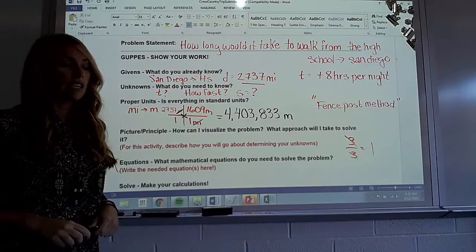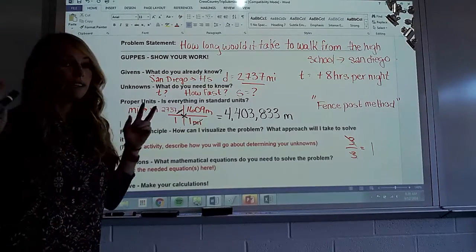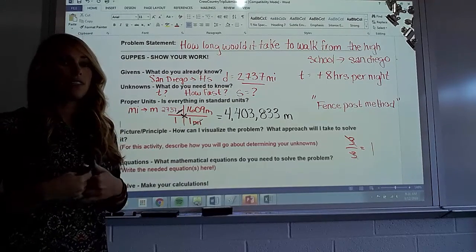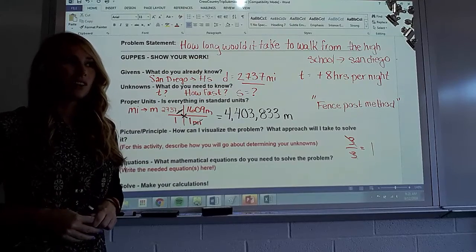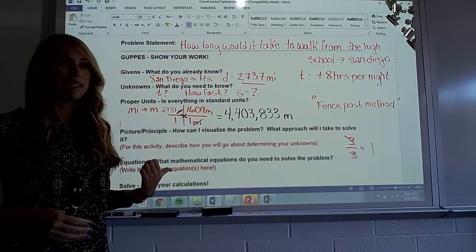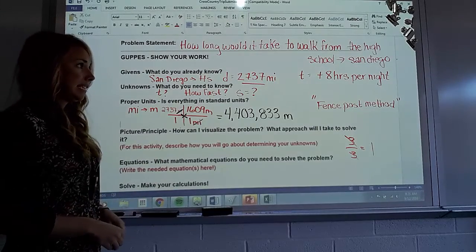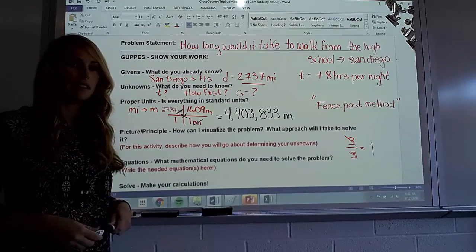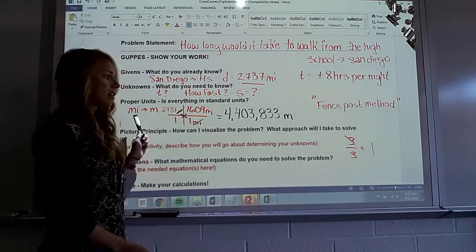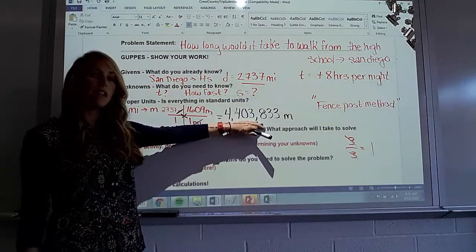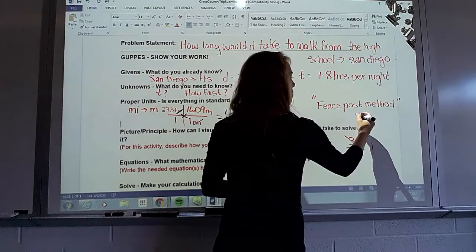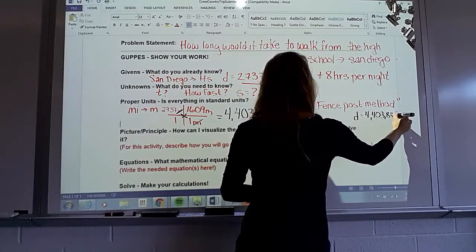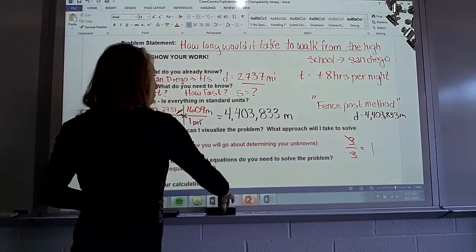There's some other things that we're going to have to convert. If you look in my givens, I said I'm probably going to sleep for 8 hours a night, but I told you that the time had to be measured in seconds. So we might have to go back and figure out how many seconds that is. So let's see. I need to convert 8 hours per night to how many seconds I sleep per night. So I'm going to erase this conversion. I'm going to leave this number to the side because this is very important. So my distance is really 4,403,833 meters. Now I'm going to start fresh.